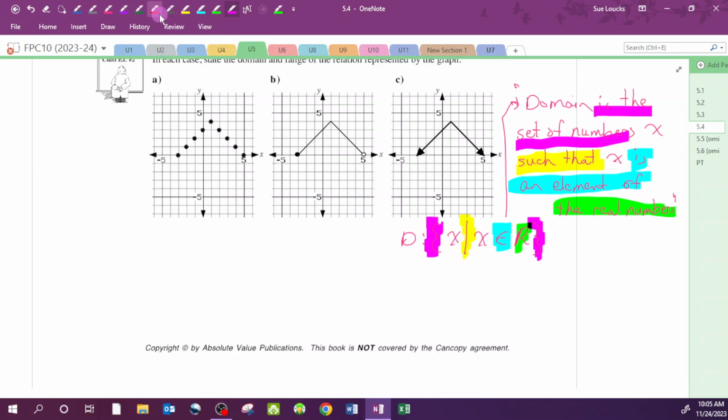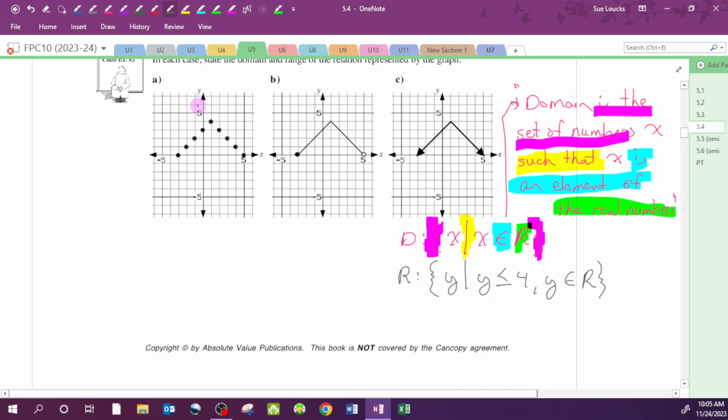Okay, let's do the range. So my range for this function, if I look at this, my y never gets higher than 4 because there's nothing up there, but it goes down forever. So my range is the set of numbers y such that y is less than or equal to 4 and y is an element of the real numbers. There we go. All right.